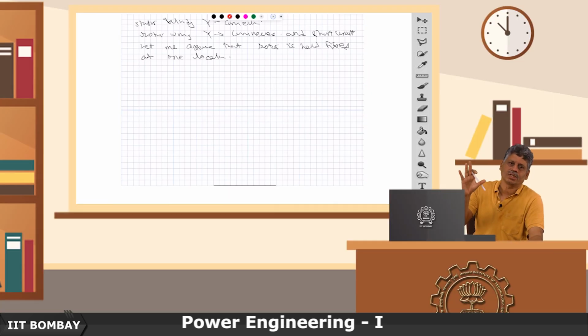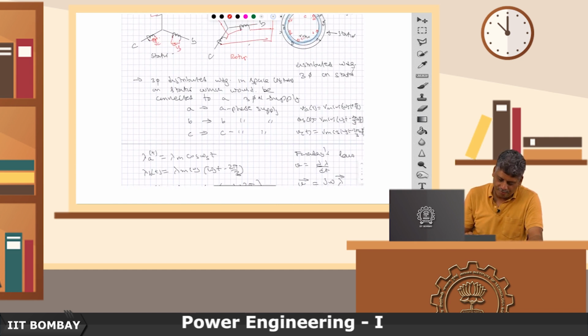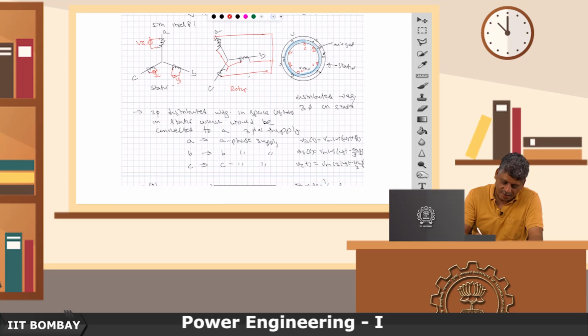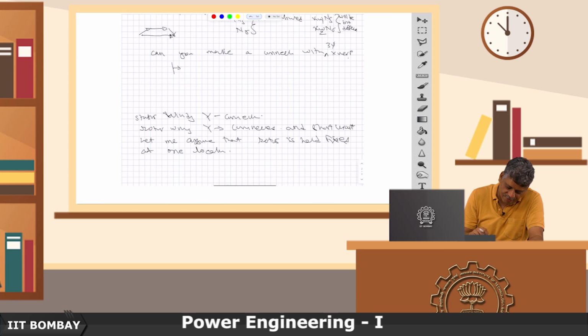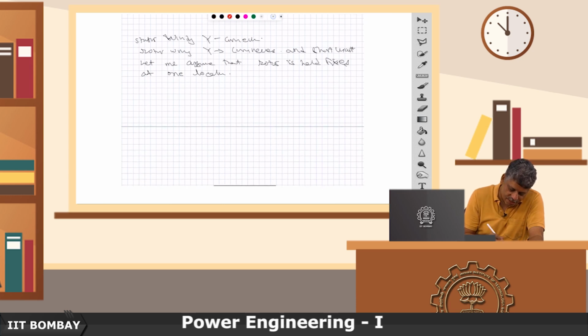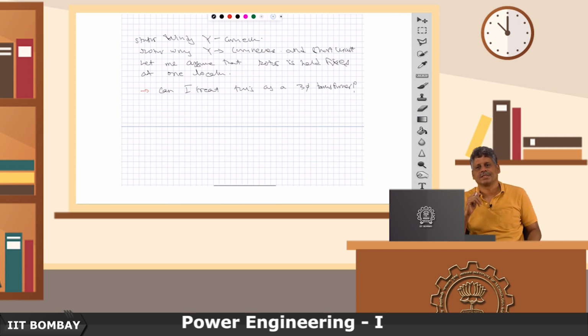if I have held the rotor stationary, that means I have not allowed it to rotate, and I have created a connection something like this, which is shown in this figure, 3-phase winding on this 3-phase. Is this a 3-phase transformer? The question I am asking is, can I treat this as a 3-phase transformer?